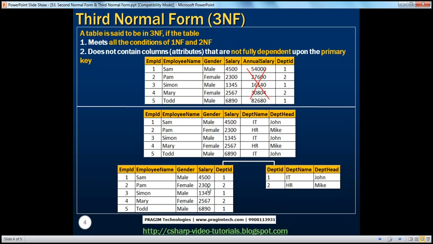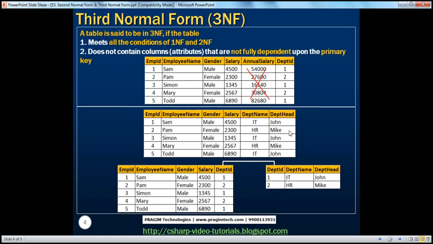If you look at the second example, this table is not in third normal form. So what you can do to make this table third normal form is remove that column completely from this table, because why? We can compute annual salary. Now if you look at this table, which has got employee and department details, every employee has got department name and department head.